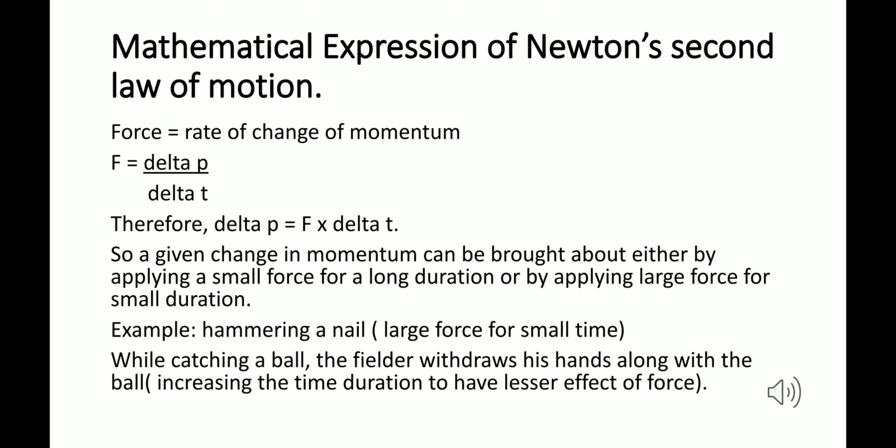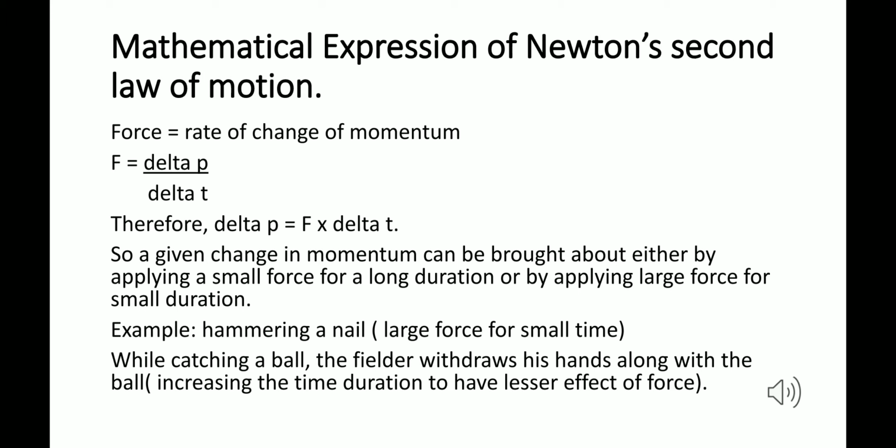Now, this is the mathematical expression of Newton's second law. How do we apply this formula in our daily life examples? Now, force is equal to what? Rate of change of momentum. So that means F is equal to delta P by delta T. Therefore, delta P can be written as F into delta T, isn't it? Now, change in P is equal to F into delta T. That means the time interval.